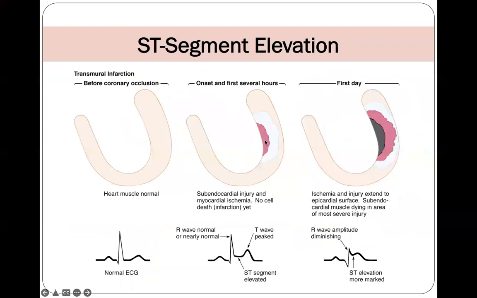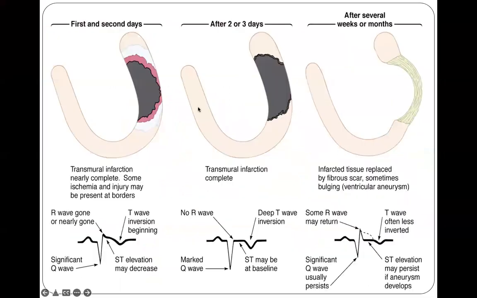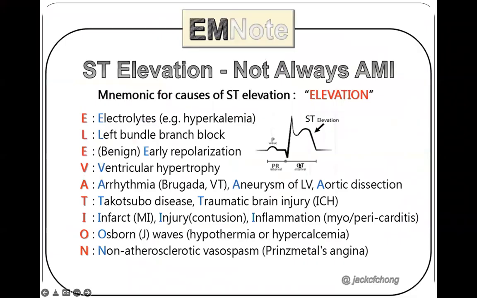ST segment elevation is due to transmural myocardial infarction with its evolving pattern, but this evolving pattern is out of the scope of this course. We will discuss it in the higher levels of the course. But be sure that not every ST segment elevation is acute myocardial infarction; there is a differential diagnosis. And for simplification, this is the mnemonic ELEVATION. E is electrolytes, and the most common one is hyperkalemia, producing ST segment elevation and hyperacute T.